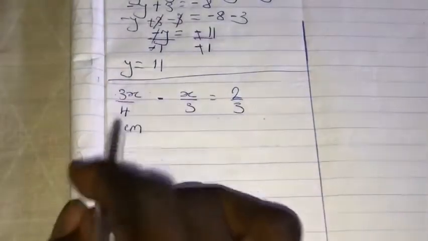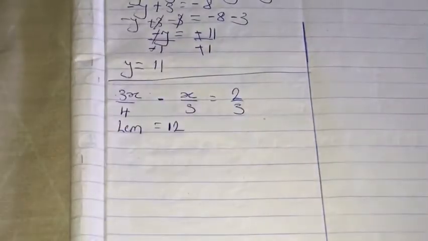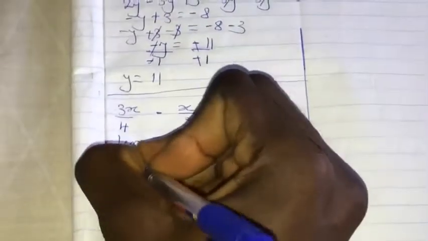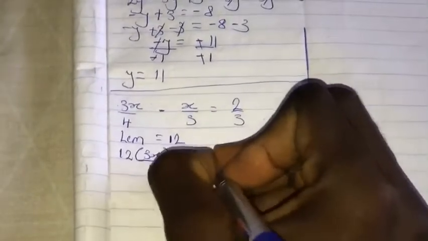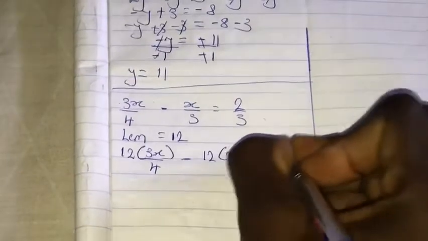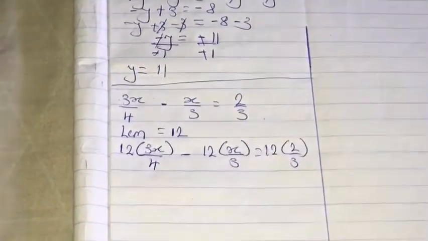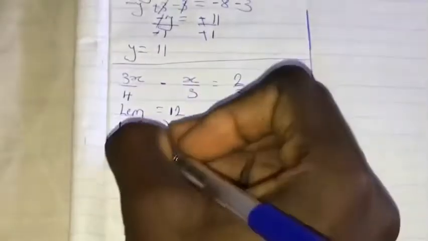To face questions like this, the first step is to look for the LCM of everything. So the LCM of the denominators here is what? 12. So you multiply everything, all sides, by 12. Therefore, this will be 12 in bracket 3x over 4 minus 12 in bracket x over 3 and 12 in bracket 2 over 3. That's the first step.